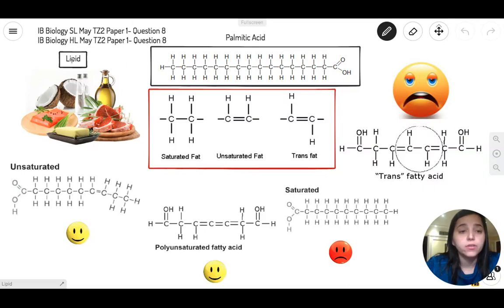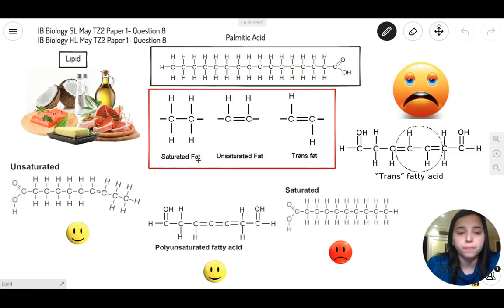All right, this question is about lipids. They give you a structure here called palmitic acid, and they want you to use this structure to figure out if it is a saturated fat, an unsaturated fat, or a trans fat. Now, for us to find out if this palmitic acid structure is one of these three, let's first understand what these three are.